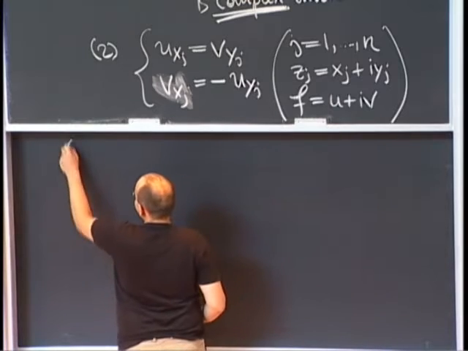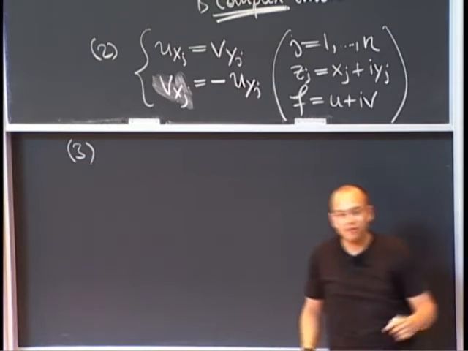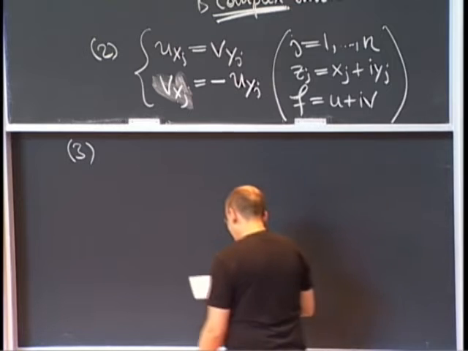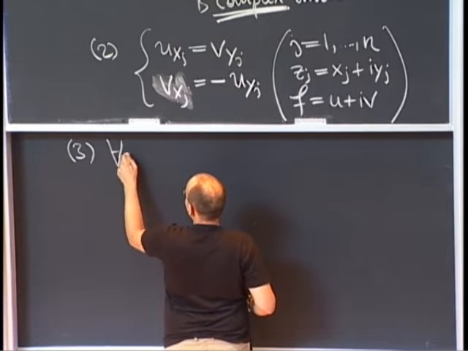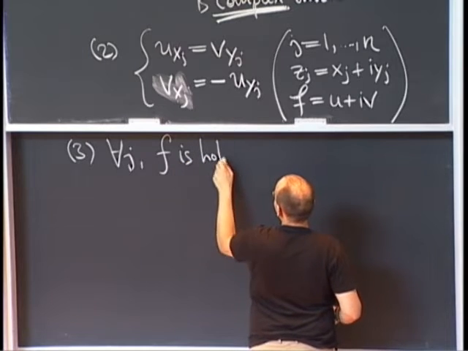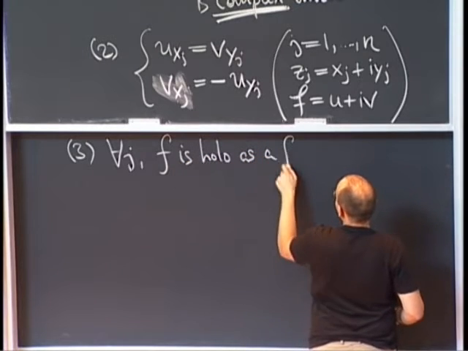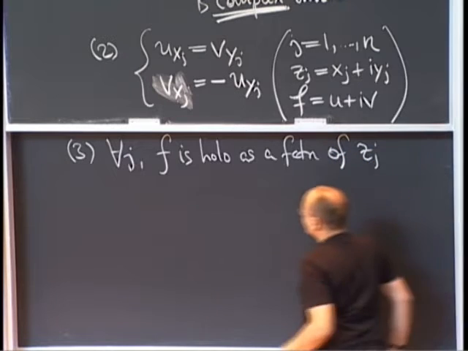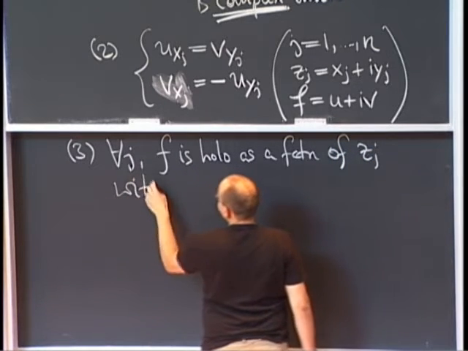And so, not surprisingly, this is just a statement that the function is actually holomorphic as a function of one complex variable if I fix any n minus one of the others. So for all j, f is holomorphic as a function of z_j with all the other variables fixed.